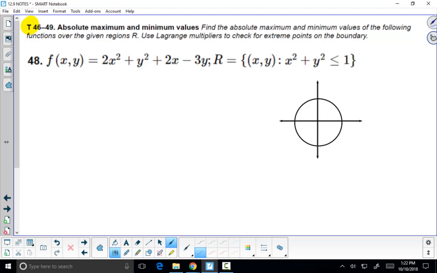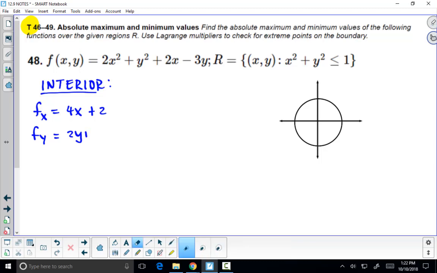So first we're going to look interior. We go up here, we do our partials. When in doubt, start taking derivatives. So f sub x looks like that. F sub y looks like 2y plus a minus 3. Then we find our critical point, if there is one. I know there's only one possible here because it's linear. So we set both of those equal to 0.